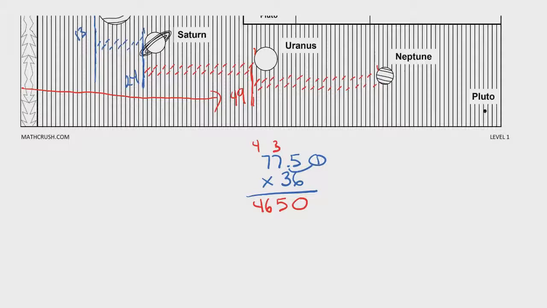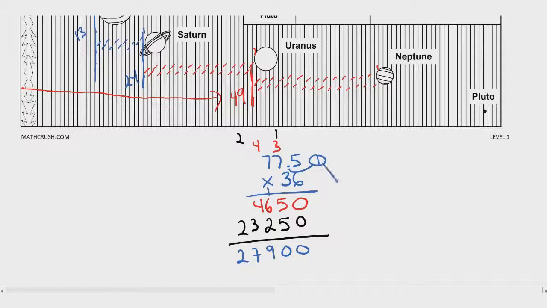I'm going to change colors. I add a placeholder, a 0. I do 3 times 5 is 15. I carry the 1. I do 3 times 7 is 21, plus 1 is 22. I carry the 2. And I do 3 times 7 is 21 again, plus 2 is 23. I add all this up together. I get 0. I get 10. I carry a 1. I get 9, I get 7, and I get 2.